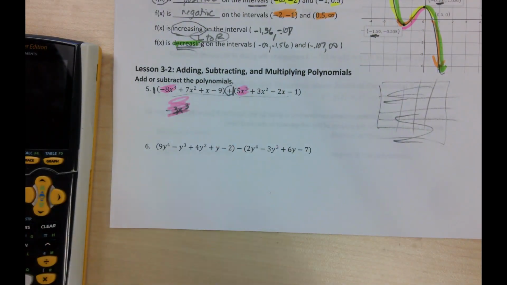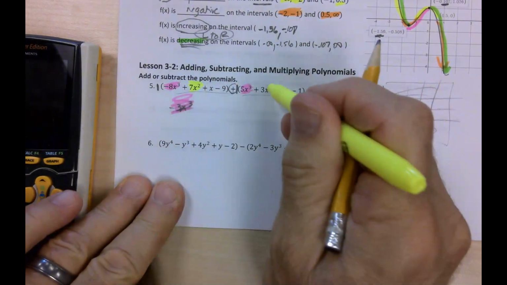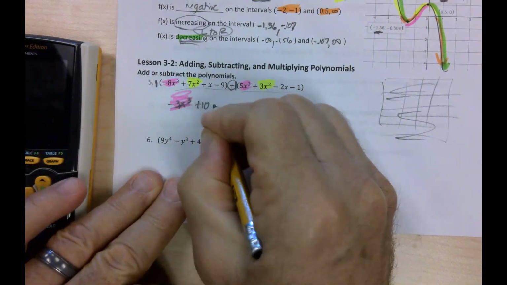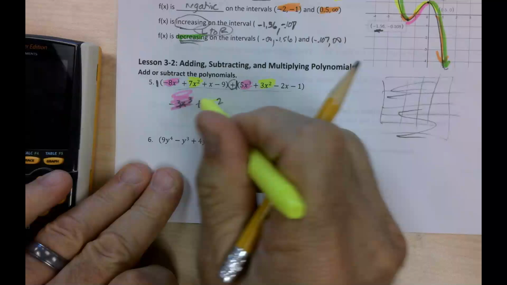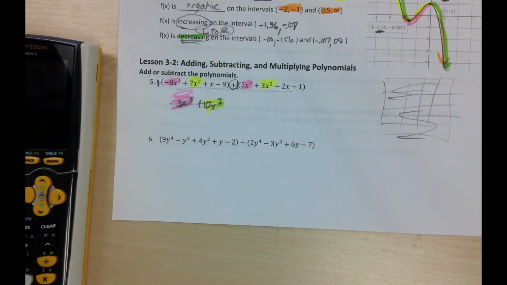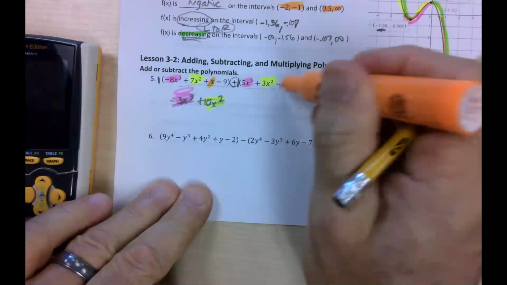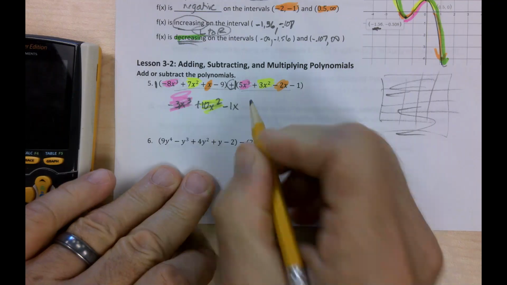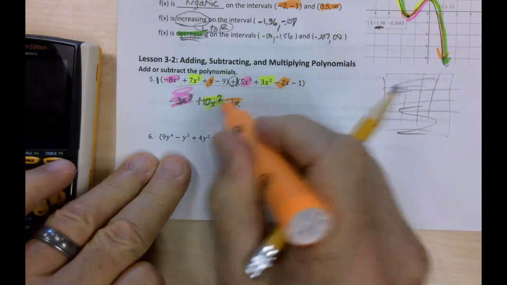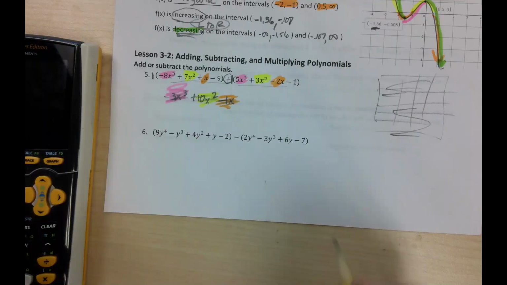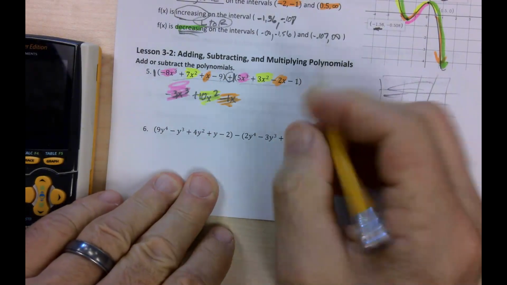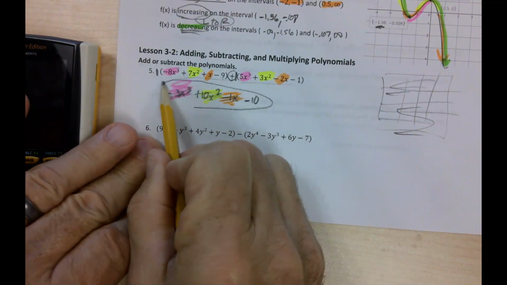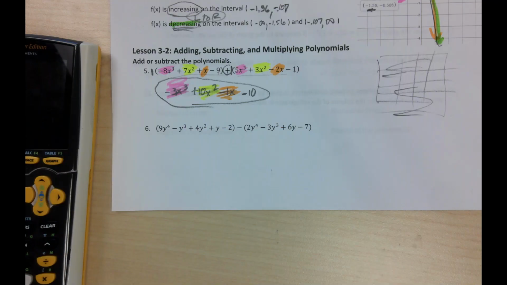And then I go down the line. 7x squared plus 3x squared is 10x squared. And then new color, x and negative 2x gives us negative 1x, and that's my orange stuff. And then last but not least, negative 9 minus 1 is negative 10. So this would be my answer, because I can't add any of those because they're not like terms.